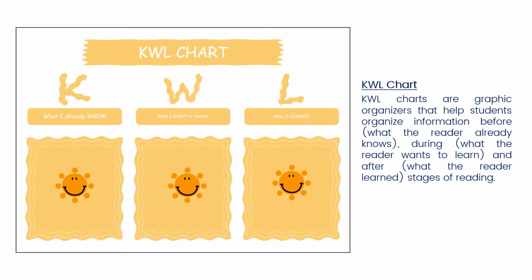KWL chart. KWL charts are graphic organizers that help students organize information before, during, and after stages of reading. Here, before means what the reader already knows, during means what the reader learned, and after means what the reader wants to learn.